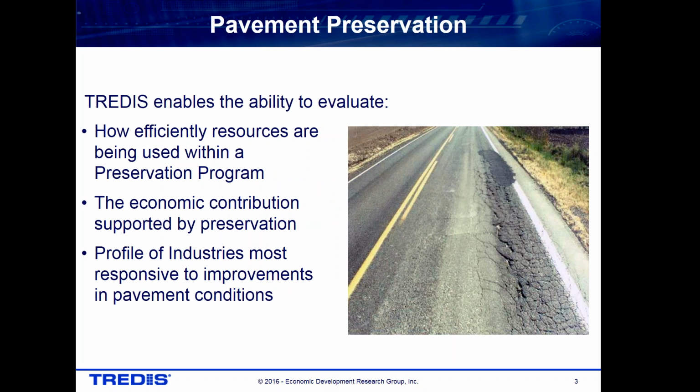Okay, thanks, Kirsten. I'll be going over an example here to help demonstrate how TREDIS can be used to evaluate a particular aspect of your asset management program. In particular, I'll be going over how we can evaluate a pavement preservation program and use TREDIS in a way that we can evaluate the efficient use of resources within this program, how much contribution is made to the regional economy in terms of jobs, wages, and other economic measures, as well as specifically what industries appear to be most responsive to these improvements in pavement conditions.